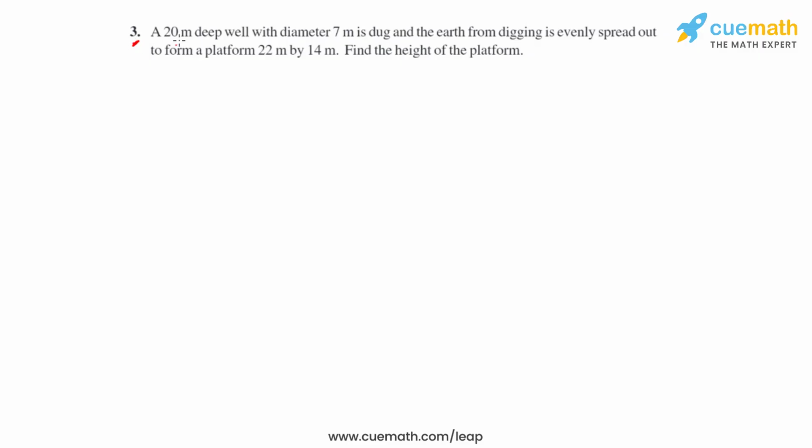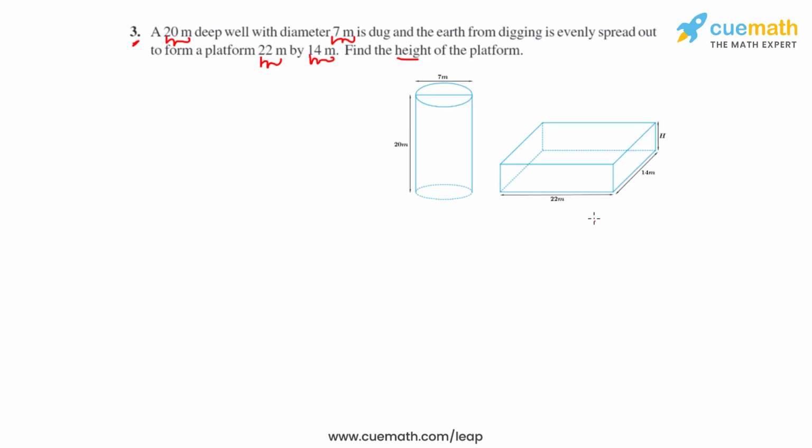Question number 3 of this exercise says that a 20-meter deep well with diameter 7 meters is dug and the earth from digging is evenly spread out to form a platform of 22 meters by 14 meters. We have to find the height of the platform. So let's draw a figure to visualize the shapes better.